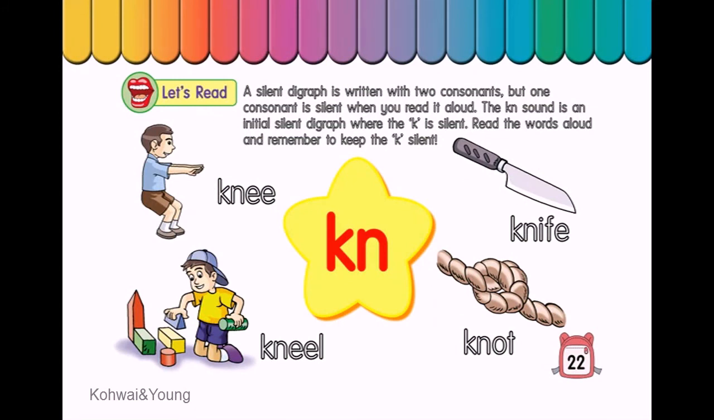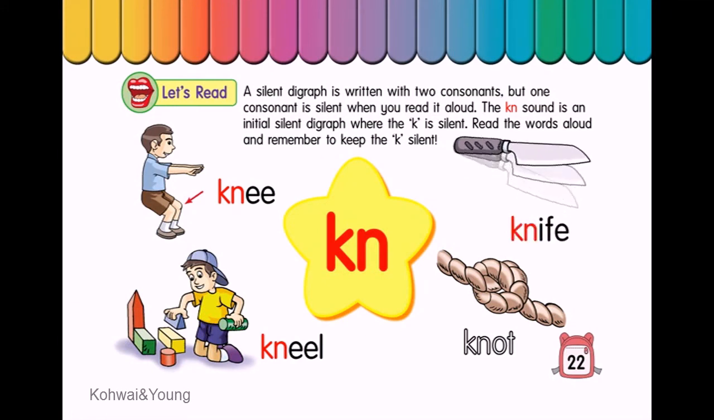Let's read. A silent digraph is written with two consonants, but one consonant is silent when you read it aloud. The n sound is an initial silent digraph where the k is silent. Read the words aloud and remember to keep the k silent. N, knee, kneel, knife, knot.